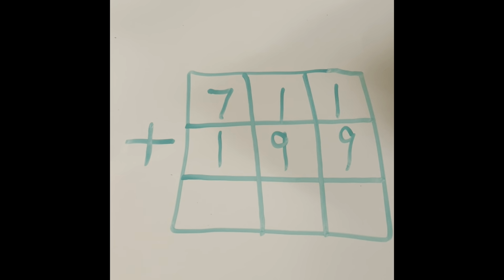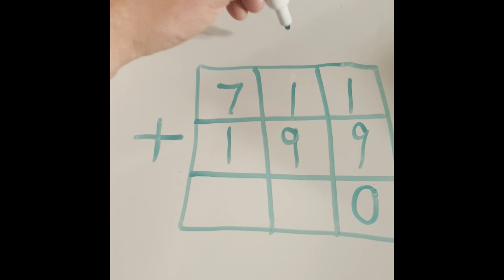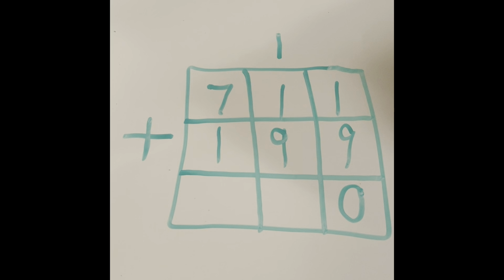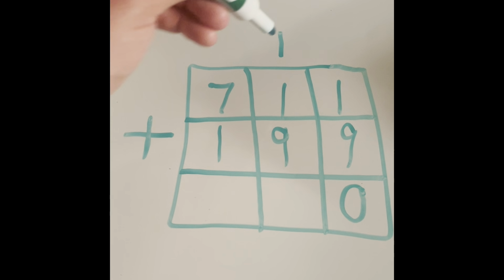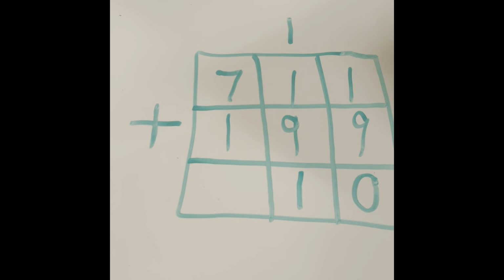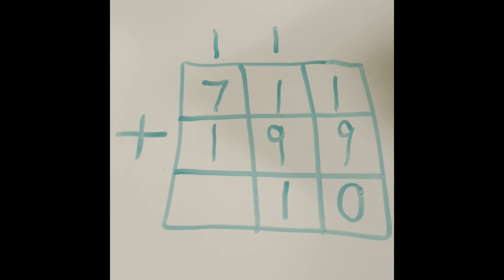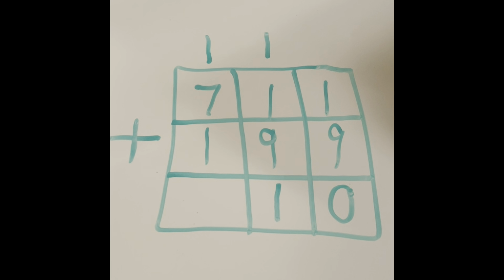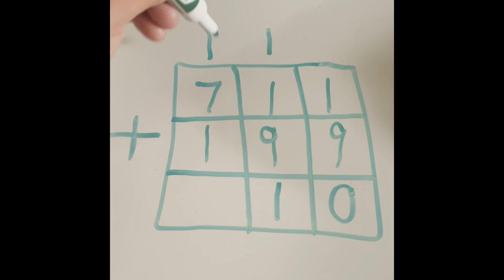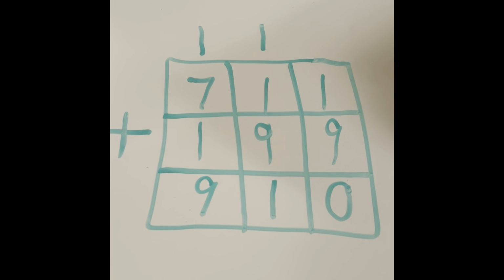We start in the ones place. 1 plus 9 equals 10. The 0 in 10 goes in the ones place. The 1 in the number 10 gets carried over to the tens place. 1 plus 9 again is 10. We add the 1 that we carried over, it makes 11. So the 1 in the number 11 goes in the tens place. The other 1 in the number 11 gets carried over to the hundreds place. 7 plus 1 equals 8, plus the 1 that we carried over makes it 9. And our answer is 910.